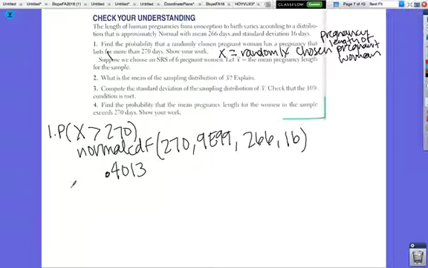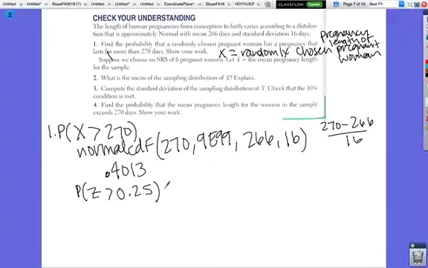Of course, again, you can do it with the z-score. Whenever you do that, you would be looking for the probability when z was greater than 0.25. I got the 0.25 by doing 270 minus 266 over 16, and so that's how you get the 0.25. Whenever you work that out, you would get exactly the same answer.